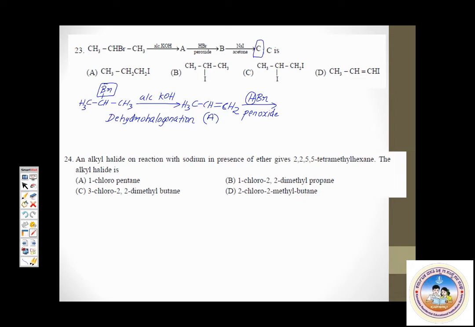Now, that's not the end of it. This is just product B. Now B is further made to react with sodium iodide in presence of acetone. I hope all of you can recollect this reaction. Bromoalkane made to react with sodium iodide in acetone as a solvent. Which reaction is this? This is Finkelstein reaction. And you have bromine replaced by iodine. You get CH3CH2CH2I. Bromine gets replaced by iodine. This is Finkelstein reaction.